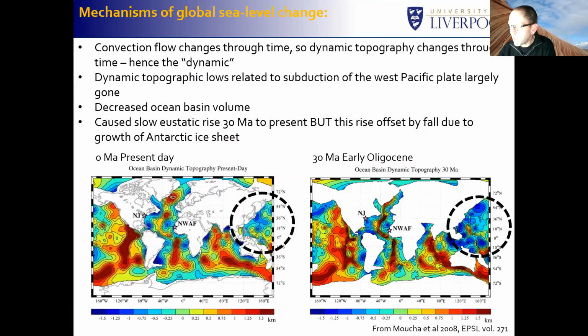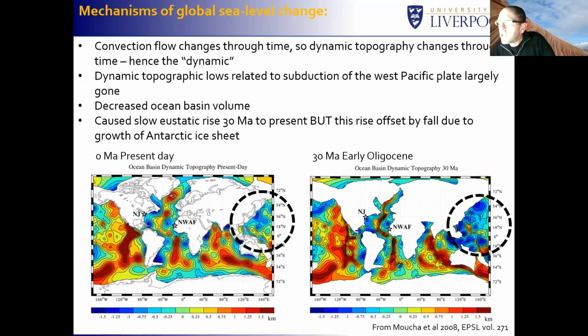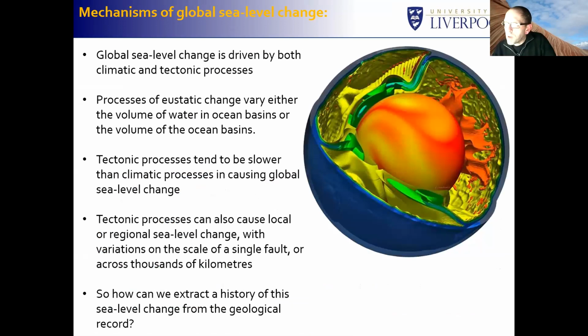So just to summarize that bit then, global sea level change is driven by climate and tectonic processes. Climate processes cause eustatic change. It's either varying the volume of water in the ocean basins or the volume of the ocean basins themselves. Tectonic processes are slower, but they can range in scale from a single fault moving to this dynamic topography effect that causes uplift and subsidence and relative sea level changes over thousands of kilometers.